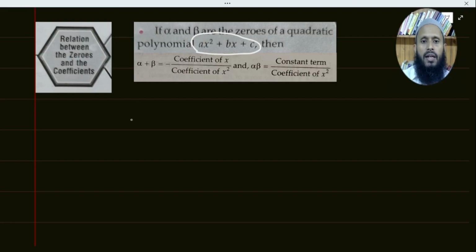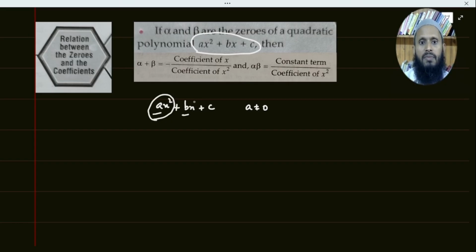Now first of all, we know that the general form of a quadratic polynomial is ax square plus bx plus c, where a, b, c are real numbers and the polynomial is in variable x. Now a is the coefficient of x square, b is the coefficient of x, and c is the constant term. Here a can't be 0 because if a is equal to 0, then the first term will completely vanish. So then it will actually become a linear polynomial where the degree of the polynomial will be 1.